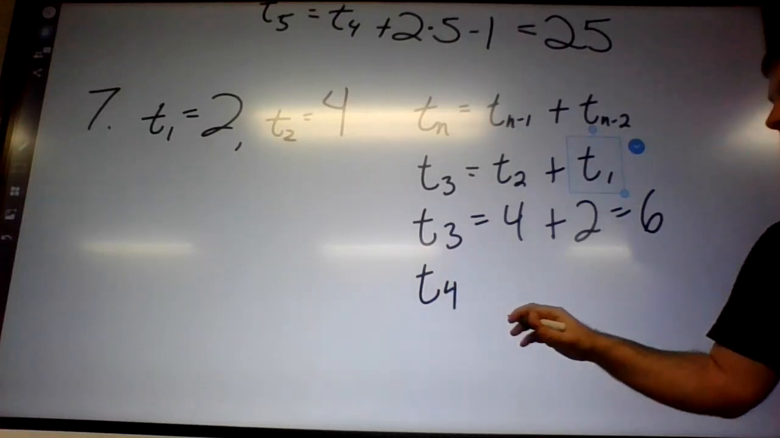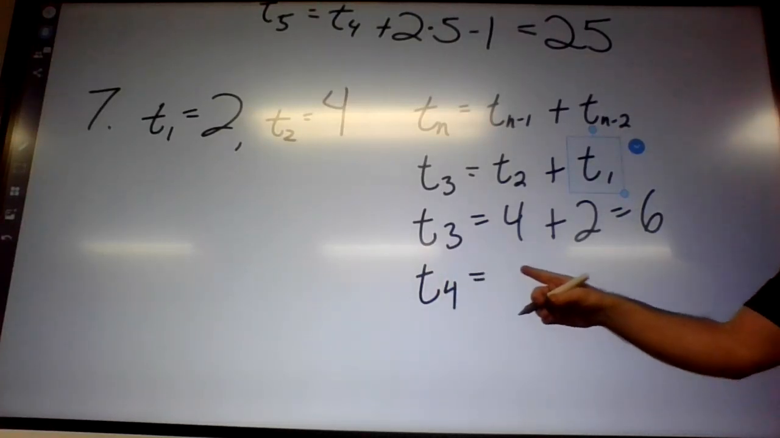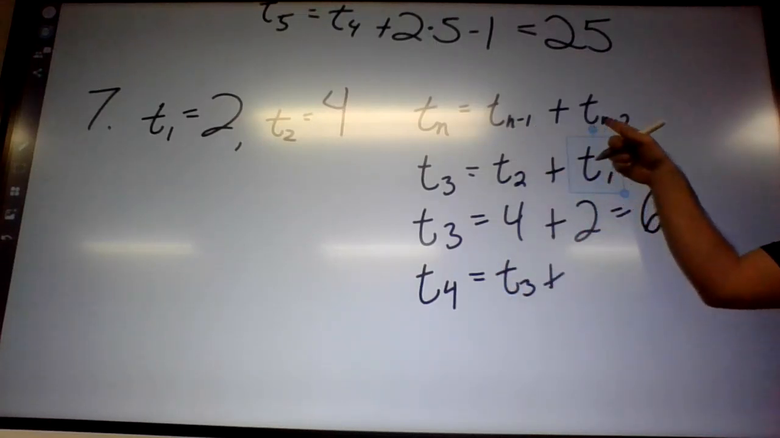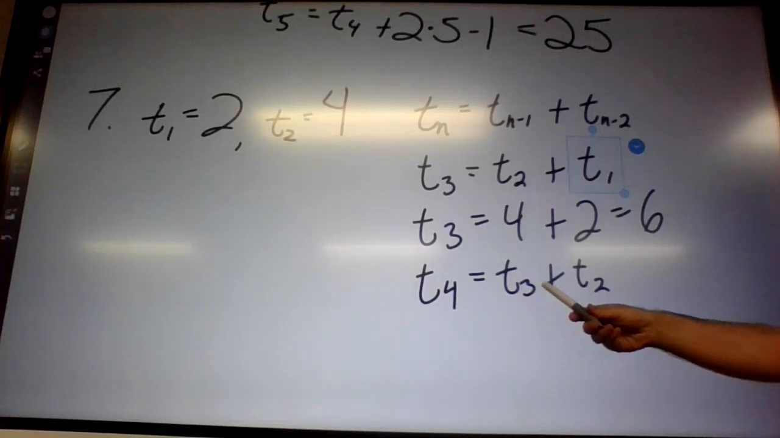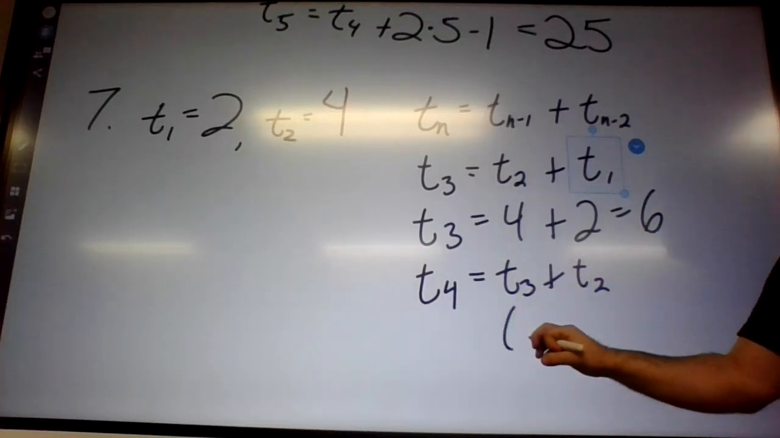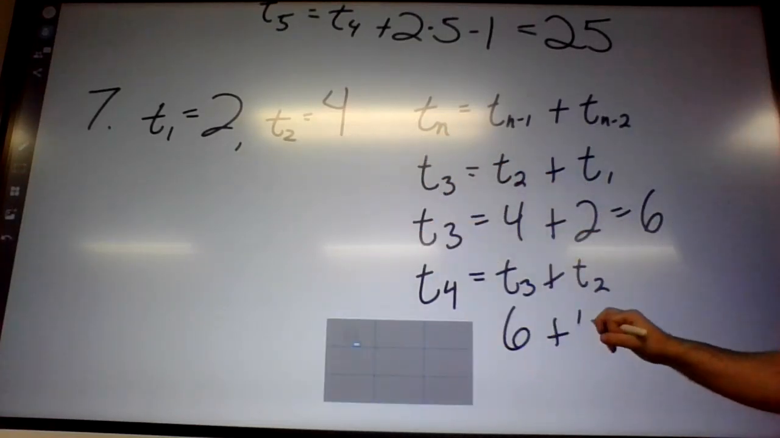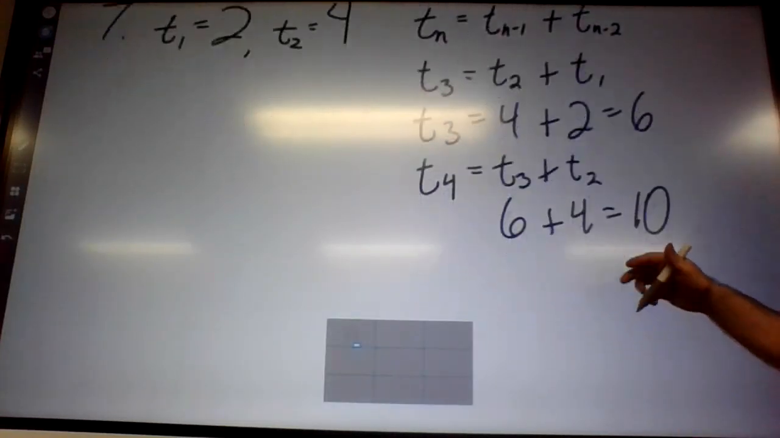T sub 4 would equal the 4 minus 1, the third term, plus 4 minus 2, the second term. So the third term is the one we just had, 6, and the second term is the one they gave us, 4. So that's 10.